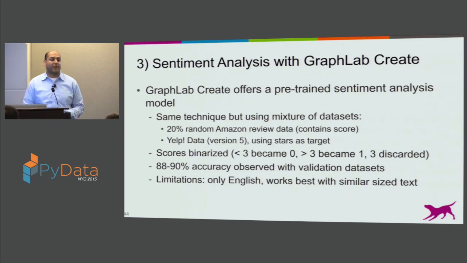So this is what we're going to do. With sentiment analysis, with GraphLab Create, we offer a pre-trained sentiment analysis model. You can always train using your own labels if you have labeled data. Otherwise, we have a pre-trained model that's been trained using 20% of random Amazon review data. And the Amazon review data has a score. And version 5 of the Yelp dataset, using the number of stars as the target. We binarize these features. So greater than 3 became 1, less than 3 became 0, and 3, where you're absolutely neutral in your review or your score, we discarded. And from our observation using validation sets, we got 88 to 90% accuracy. But there's more details I should cover about this. And we have obvious limitations here. Only English. And this works best if your documents are roughly the same size.